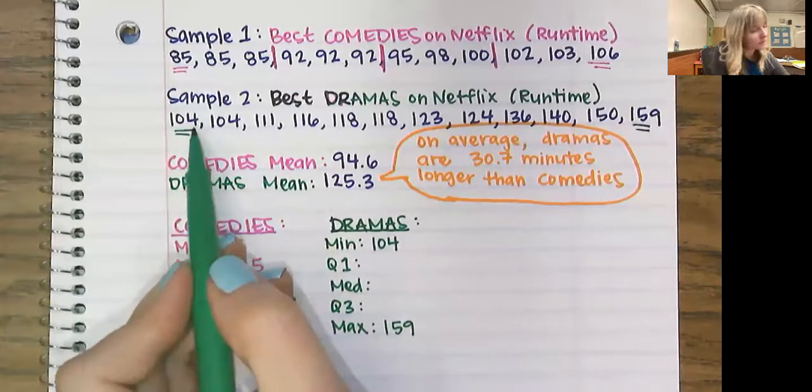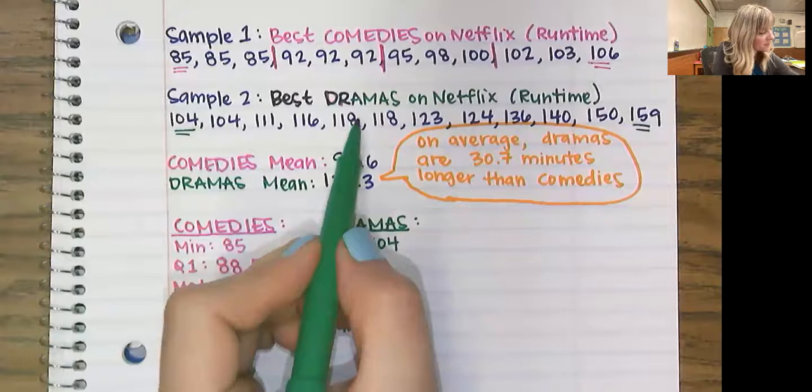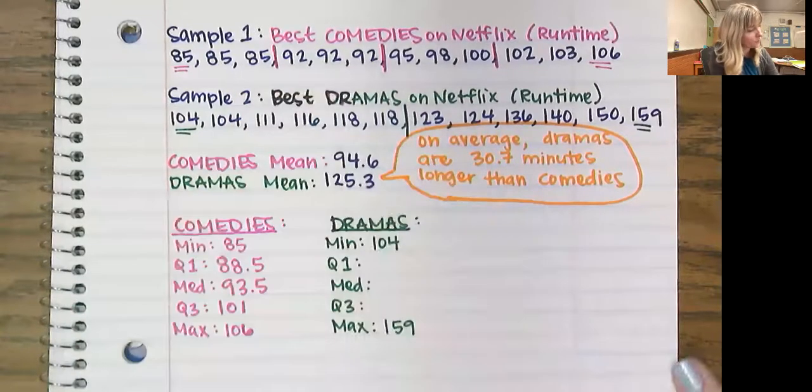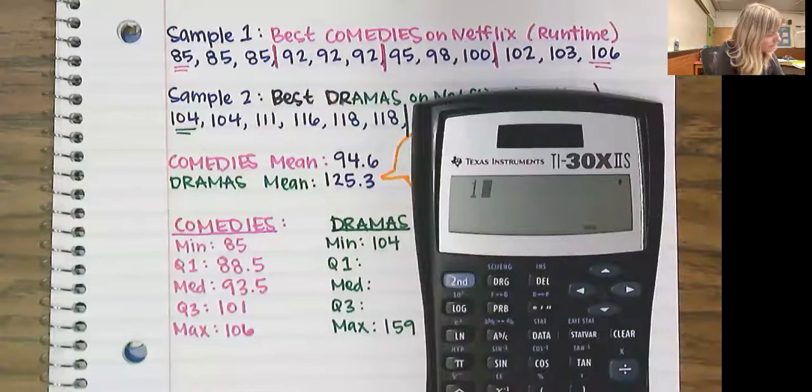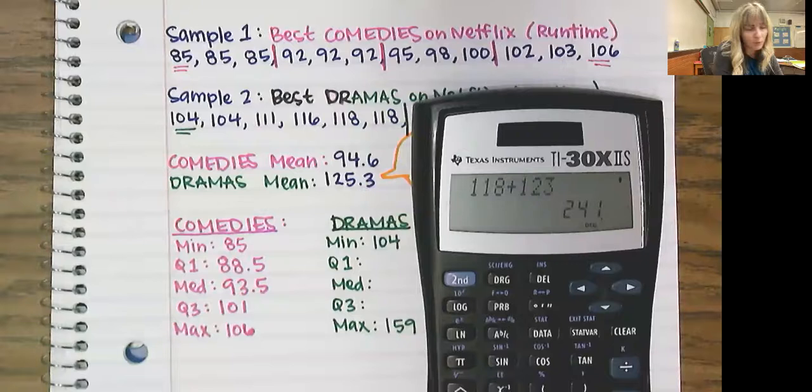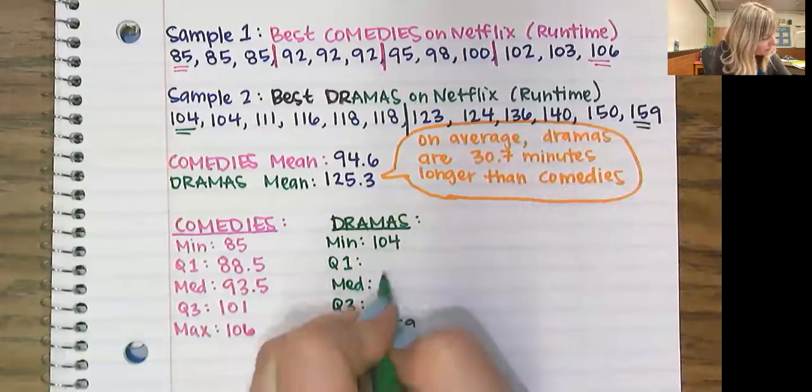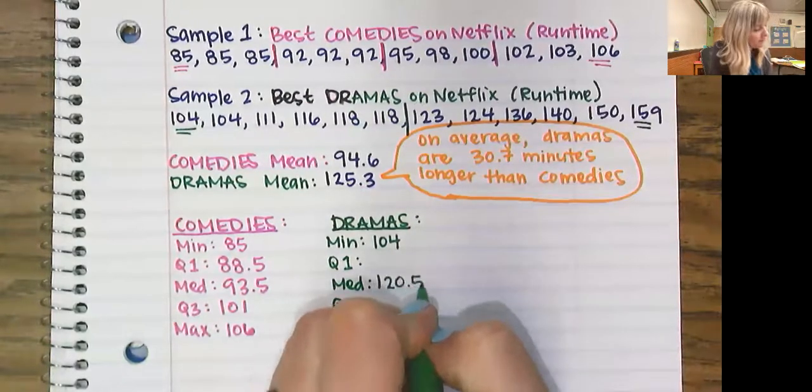Now halfway, this is still 12. So 1, 2, 3, 4, 5, 6. Halfway between 118 and 123. 118 plus 123. Press enter, divide by 2. 120.5. All right, the median is 120.5.